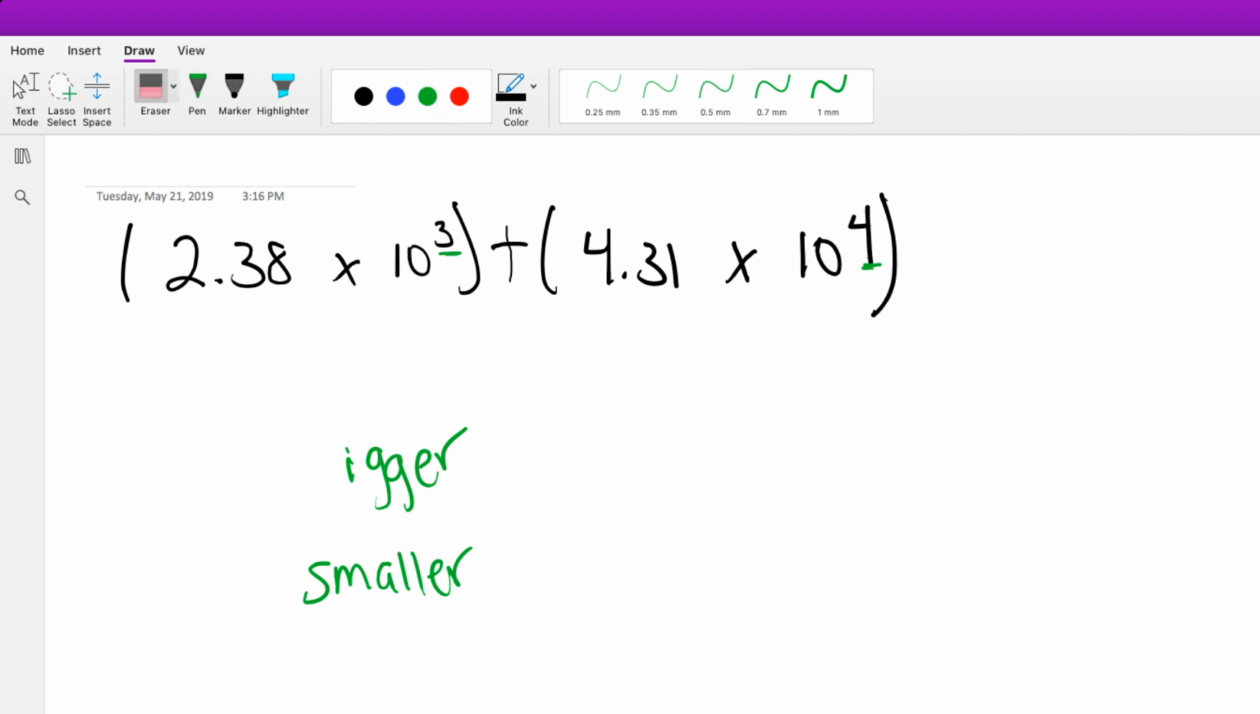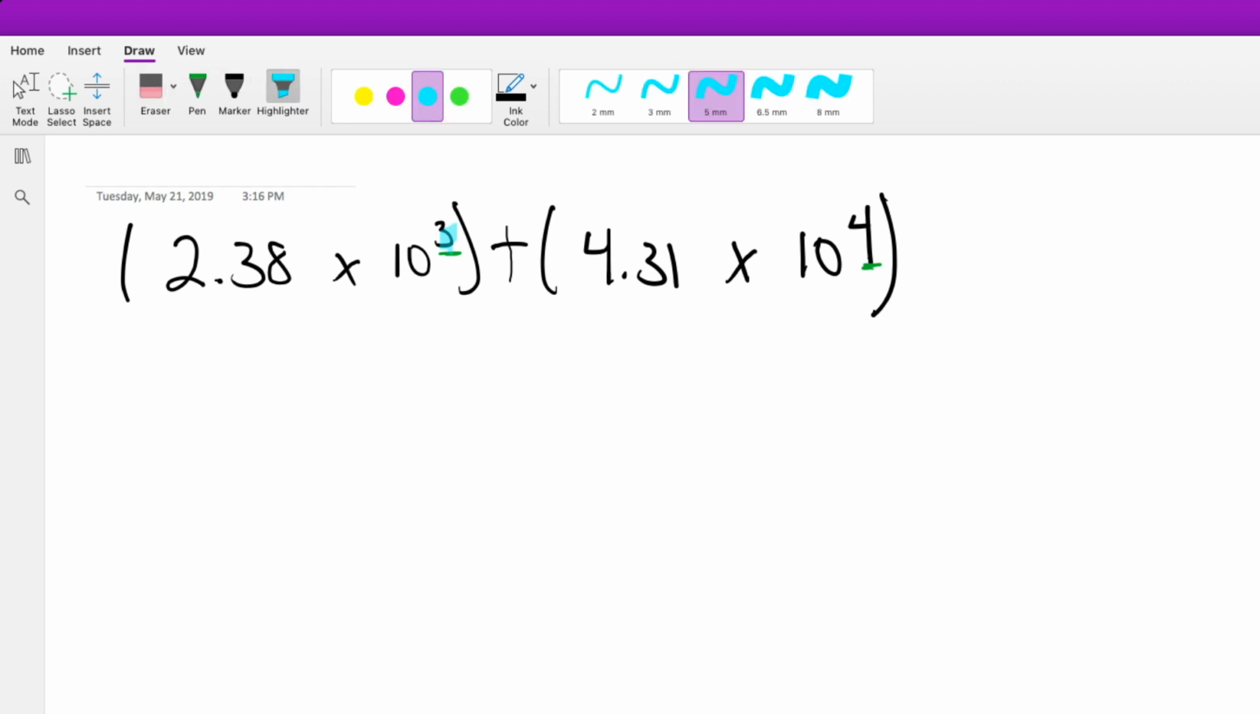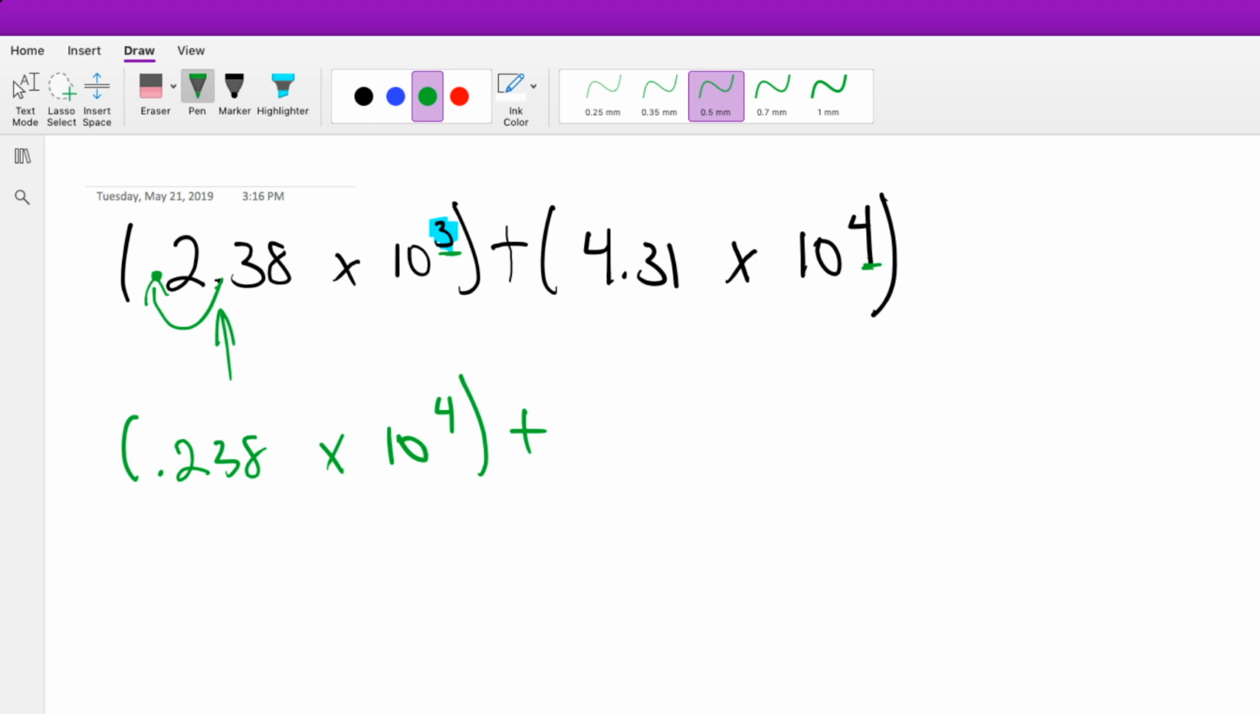So now that we know that, let's change this 3 over here to a 4. How do we do that? We need to move the decimal to the left once. Where's the decimal? It's right here. So let's go ahead and move it to the left one time. So now it's going to be here. And let's rewrite that. 0.238 times 10 to the what? Now it's a 4, plus, and now we're going to leave this exactly how it is: 4.31 times 10 to the 4th.